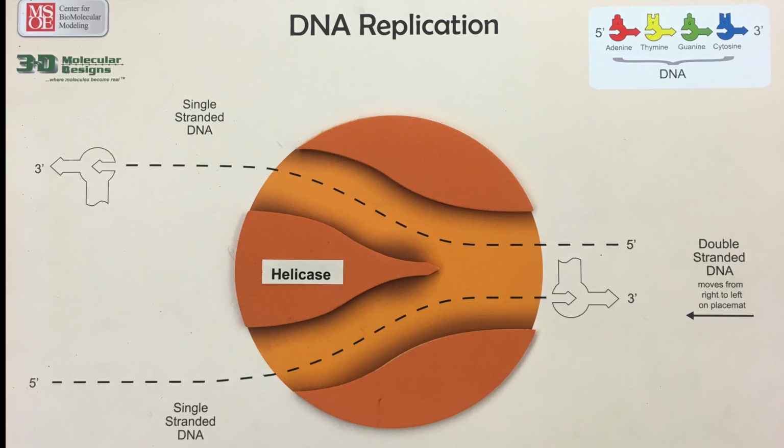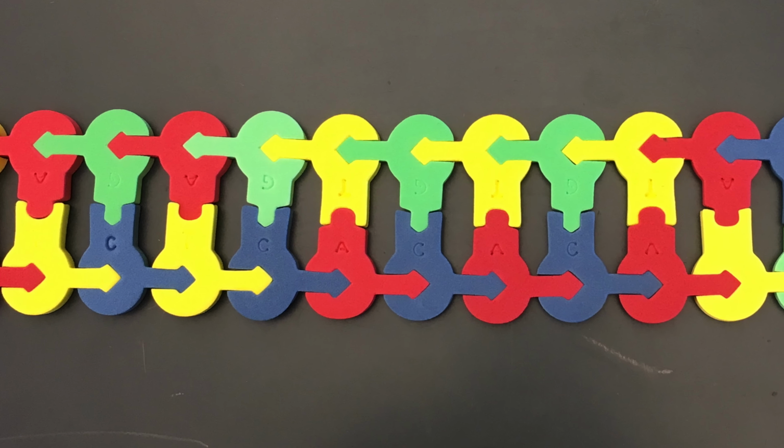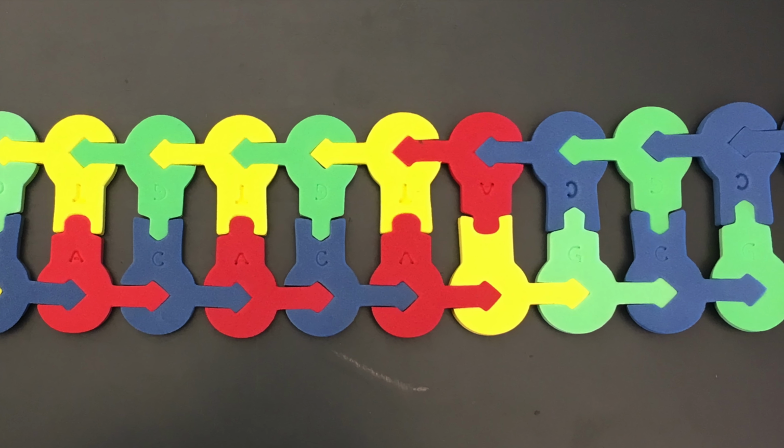DNA has to be copied before a cell divides. This process is called DNA replication. This is a parental DNA molecule, which is made of nucleotides joined into long strands by covalent bonds.